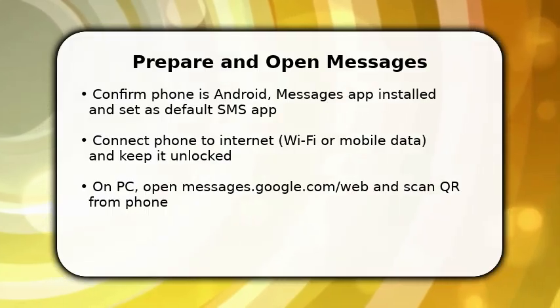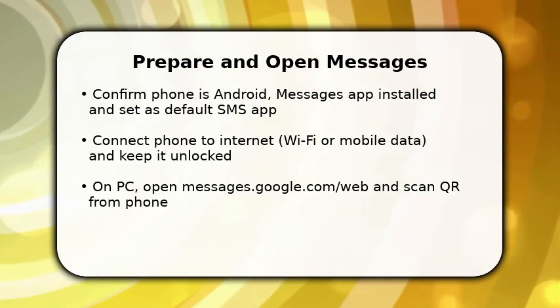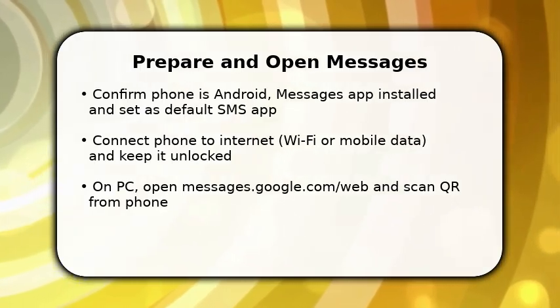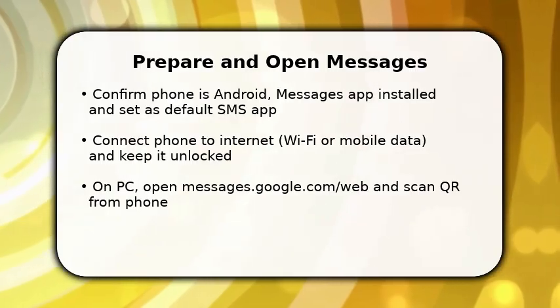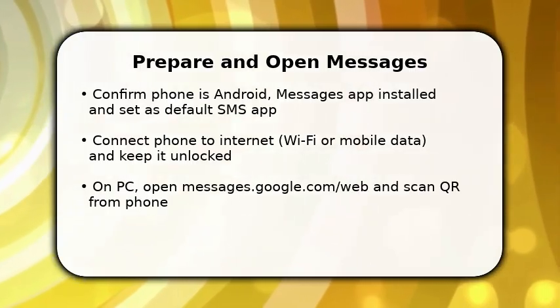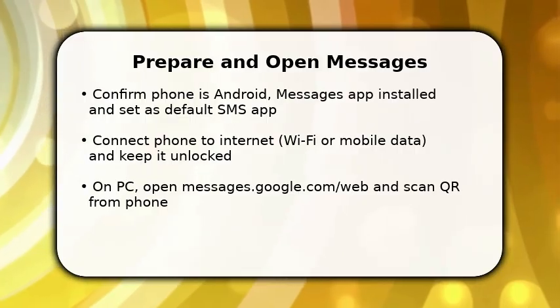You start by ensuring the basics. Your Android phone uses the Messages app as default and has internet. Once done, open messages.google.com/web on your computer. The page waits for a QR.